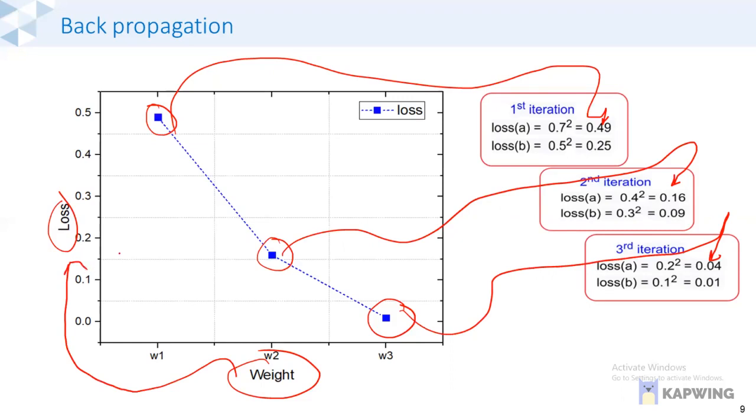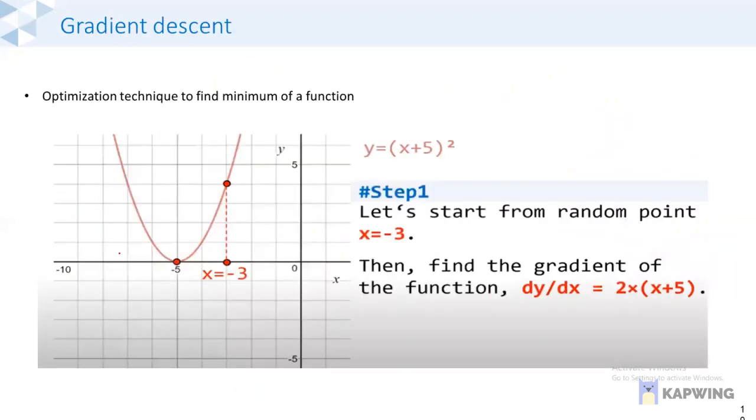So how can we optimally find the values of weight? It is not that we are randomly varying the weights. So how can we find the optimal weights? There is a technique known as gradient descent. It's an optimization technique which is used to find the minimum value of a function.